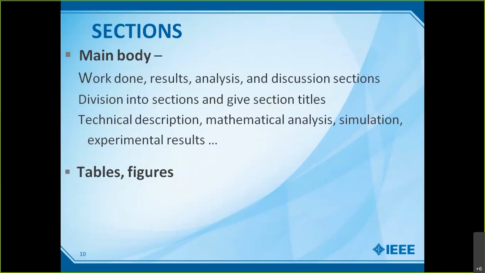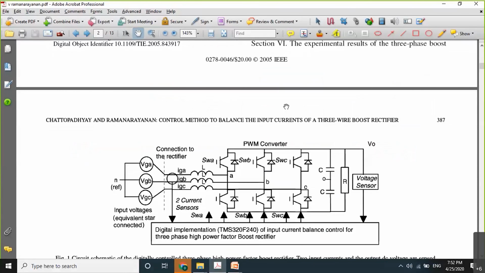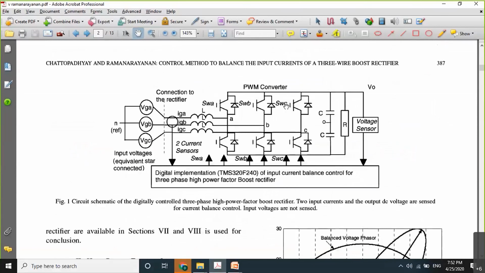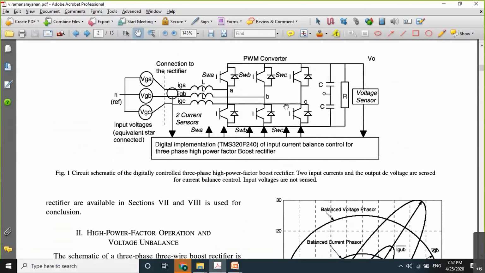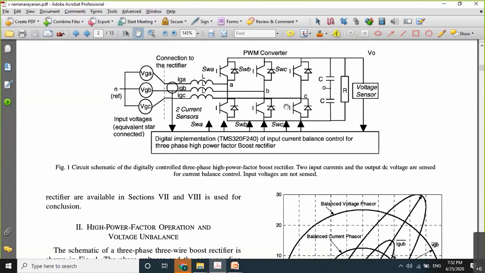Tables and figures. You cannot place the table figures anywhere you want. IEEE always insists that the table and figure should be either on the top of the page or bottom of the page. See, this is the beginning of the page. Top of the page you have. Books you can have a figure in between the text. But in IEEE papers, never ever would you put diagrams, figures, tables in between the text. Either it is on the top or bottom, preferably on the top.